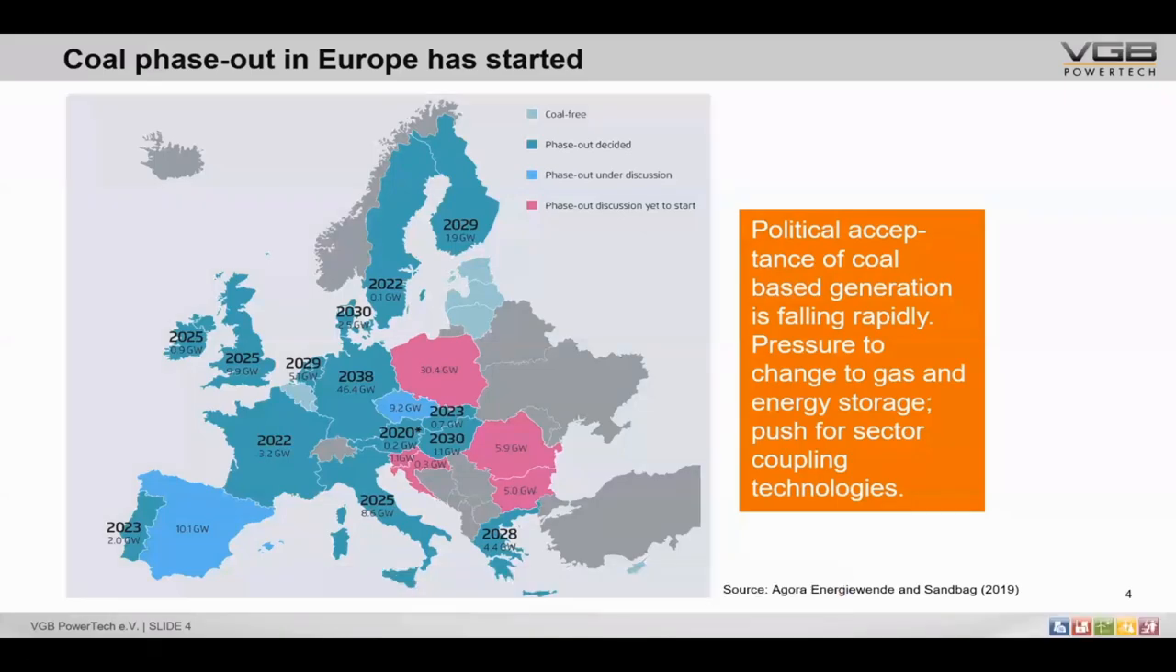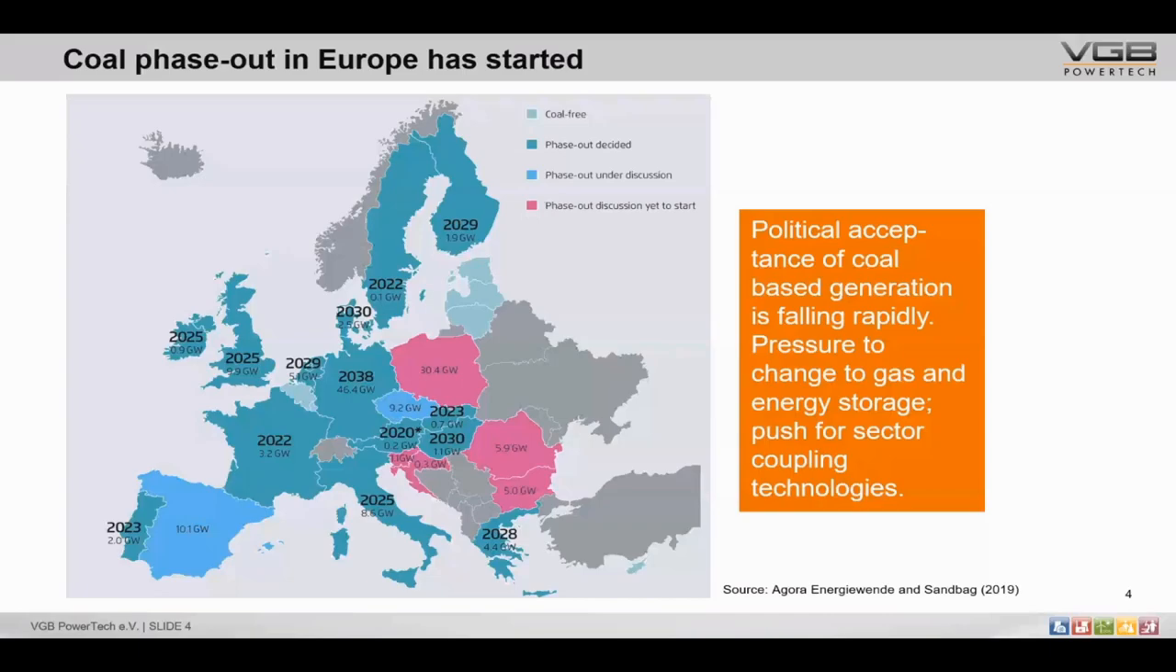However, one can say that the political acceptance of coal-based generation in Europe is really decreasing, and we see a pressure to change to other technologies like gas-based generation or energy storage, and also a push for other new technologies in the field of sector coupling.